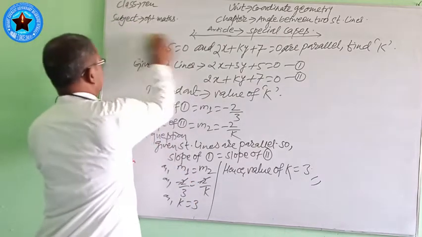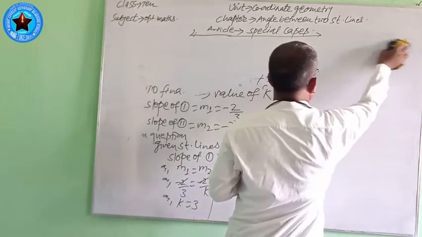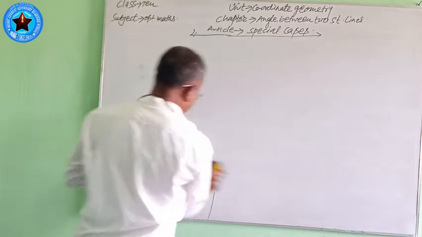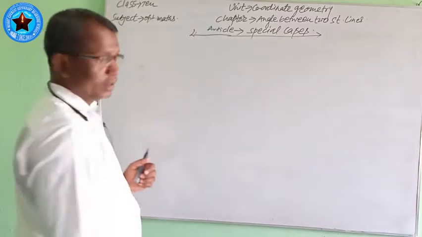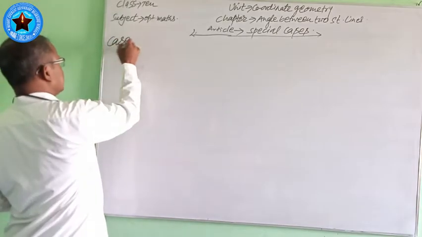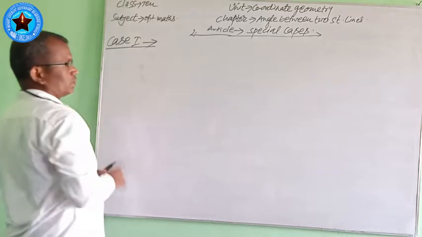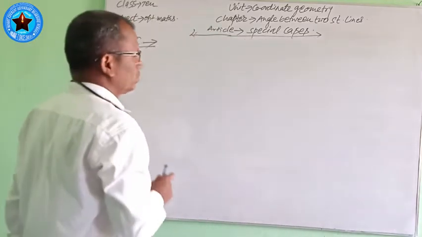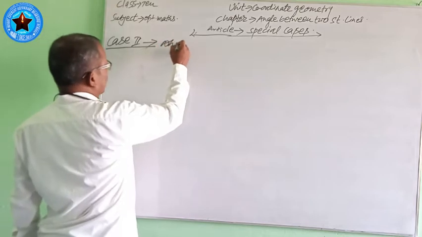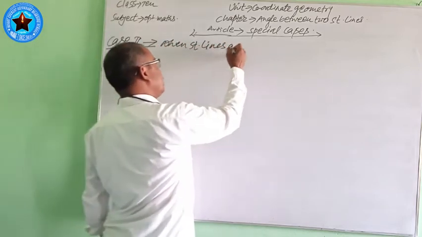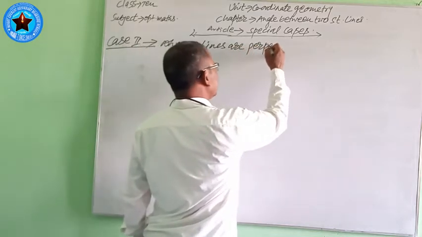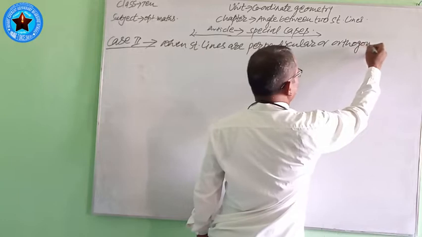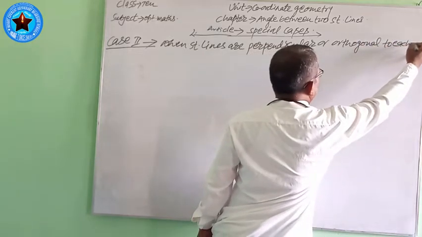Next is case number 2, when straight lines are perpendicular or orthogonal to each other.